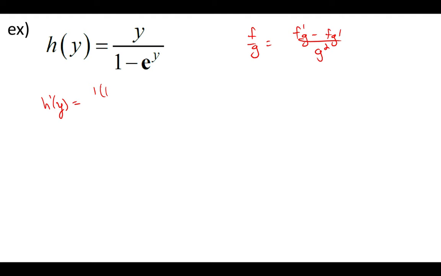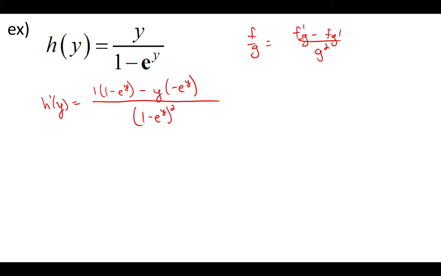So 1 times the denominator, 1 minus e to the y, minus y times the derivative of the bottom. There is just going to be negative e to the y, because the 1 goes away, and then the derivative of e to the y is just e to the y, over 1 minus e to the y quantity squared.